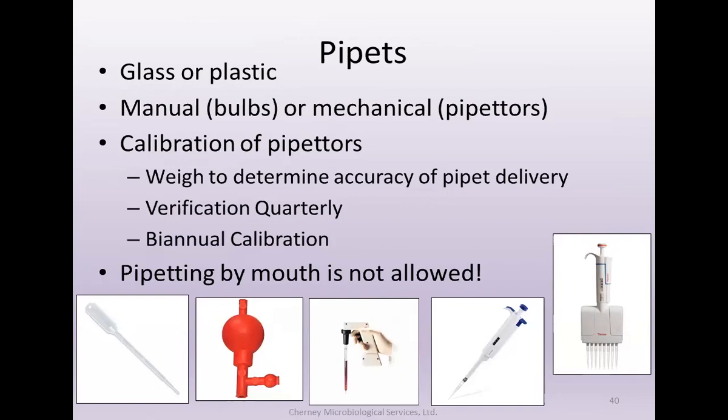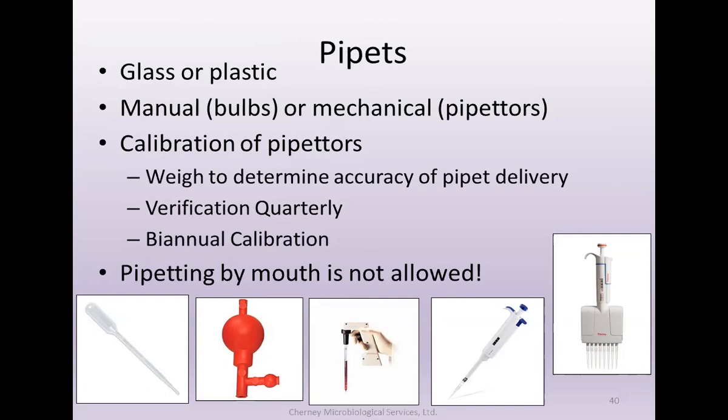Going on to pipettes, you can have glass pipettes, you can have plastic pipettes, manual bulb pipetting or mechanical pipetters. Make sure whatever pipettes you're using that you are calibrating them, you're verifying them, and obviously having all that documentation to back that up. I've got some pictures on the bottom here.